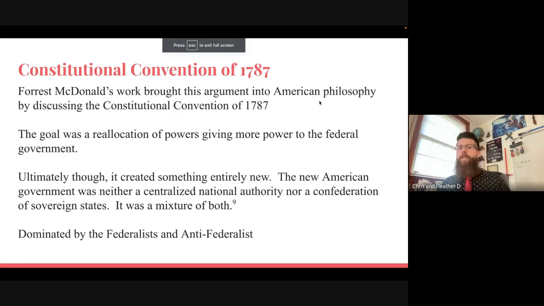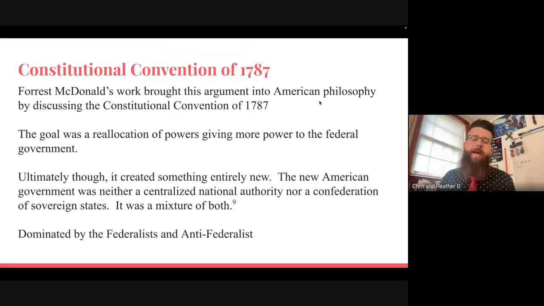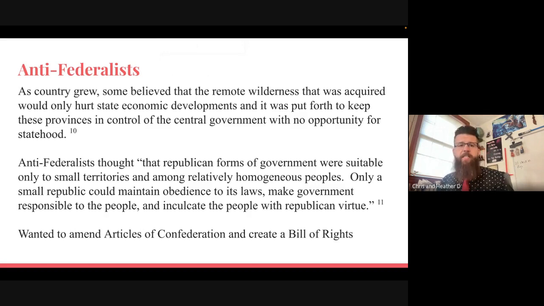Ultimately, though, it was creating something entirely new. Even though it gave some more powers to the federal government, something new was entirely created. The new American government was neither a centralized national authority, okay, nor a confederation of sovereign states. It was kind of a mixture of both. And this constitutional convention was dominated by the Federalist views and the Anti-Federalists. So let's look at the Anti-Federalists first.